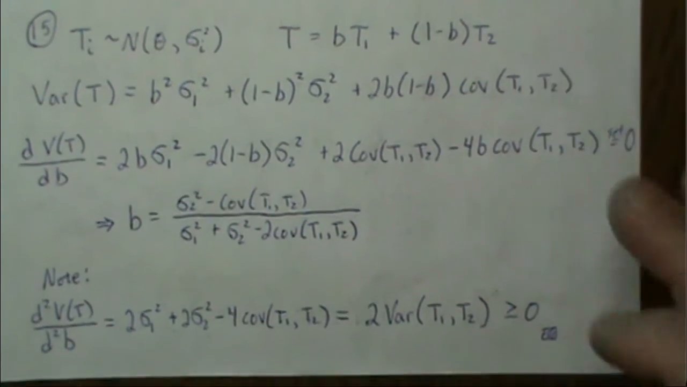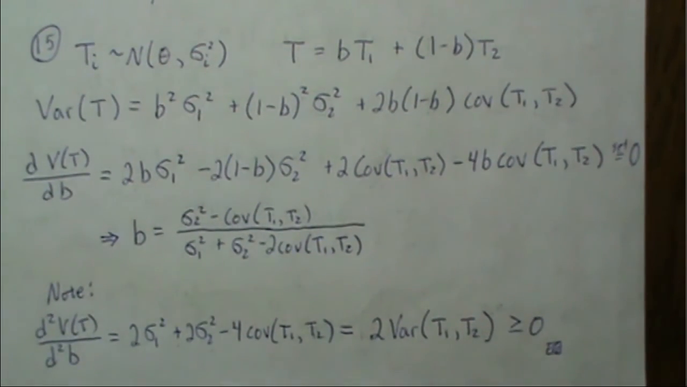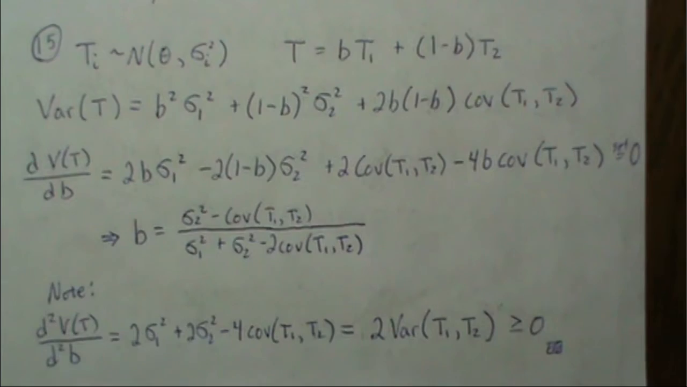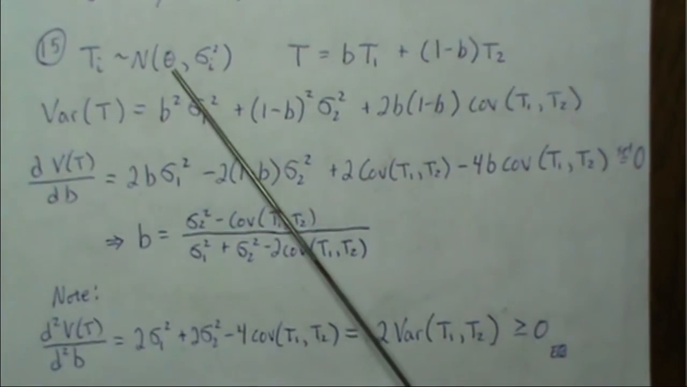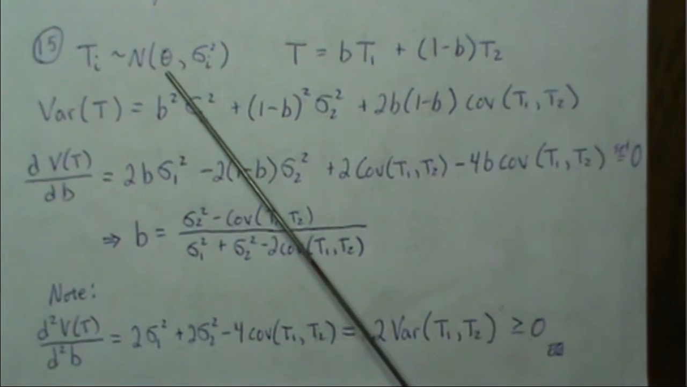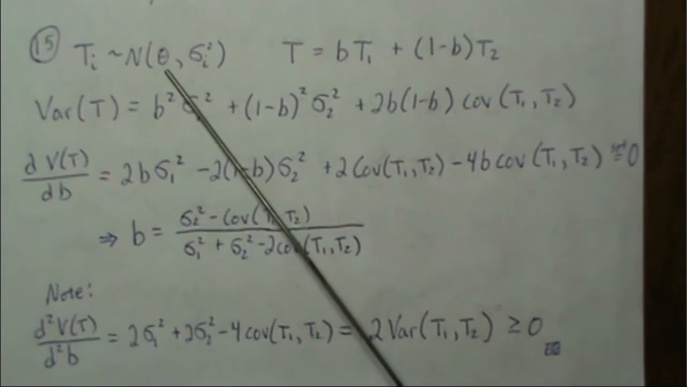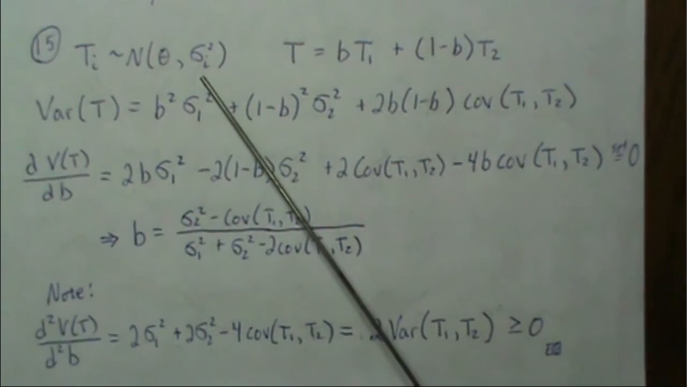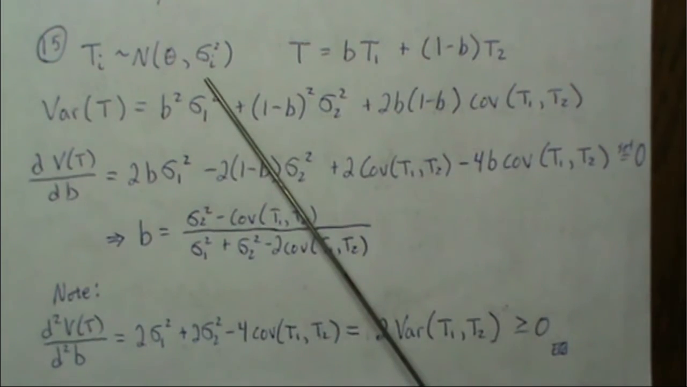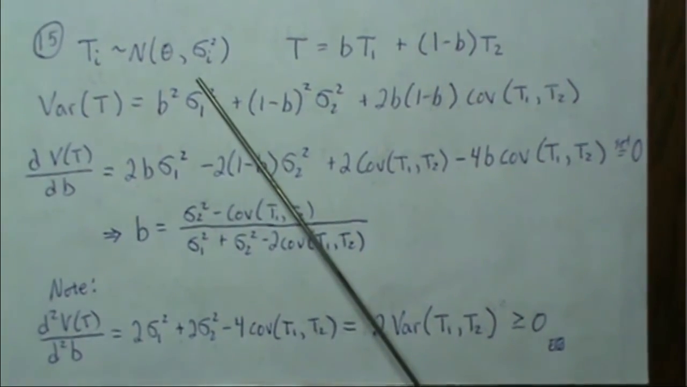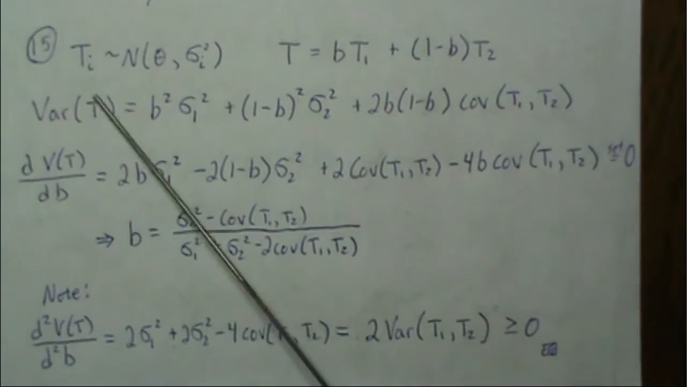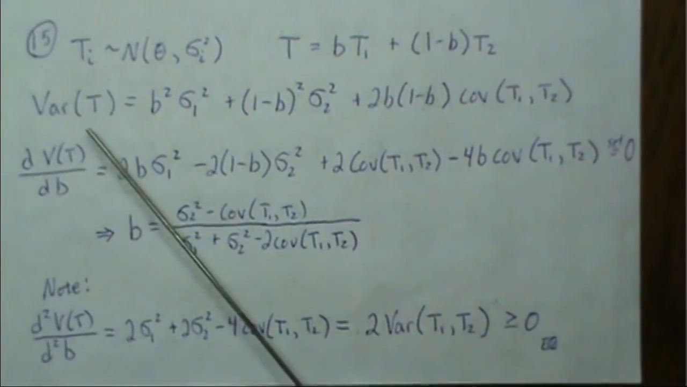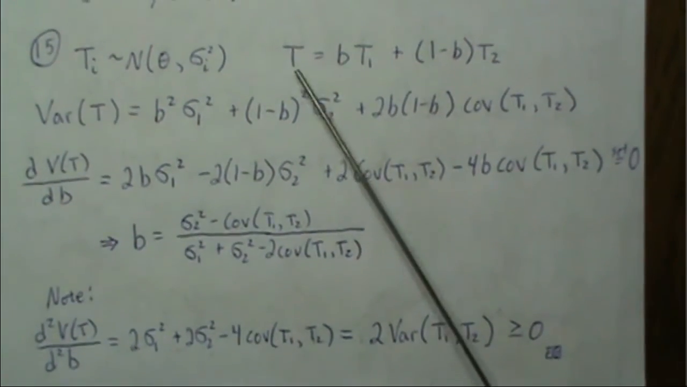So number 15, we're given two estimators of our population mean, and each are distributed normally with the same mean but different variances, and they provide the variances. No, they don't. Okay, so let's look. Here is our new estimate T, which is this, and we find the variance of T.